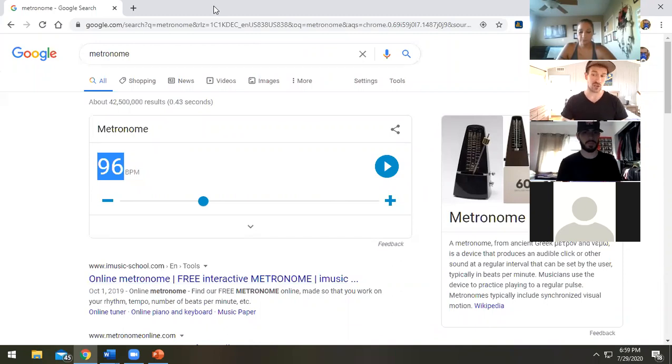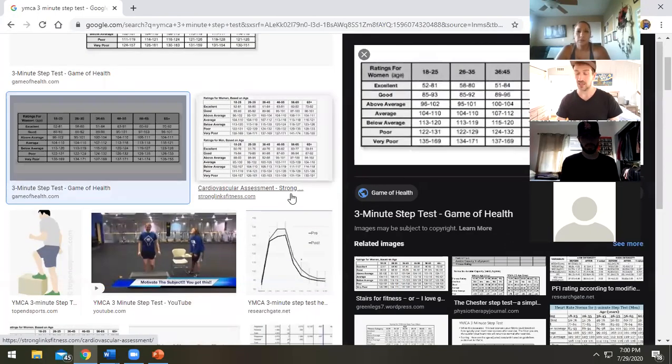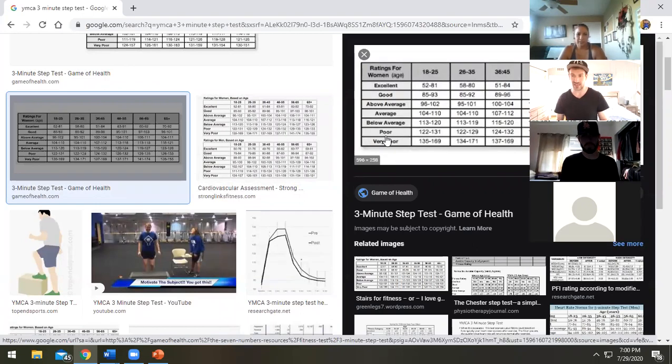Now what we're going to measure, when the test is over, you're going to instruct your client to sit on the step. They're going to turn around and sit down and present their left arm as quickly as possible.